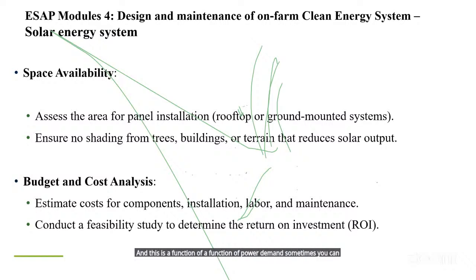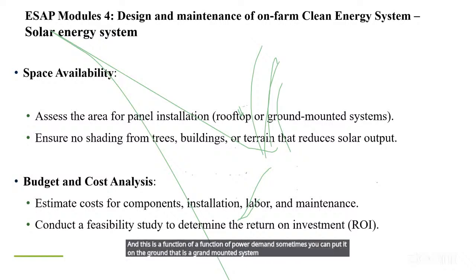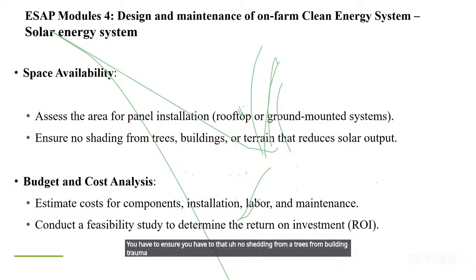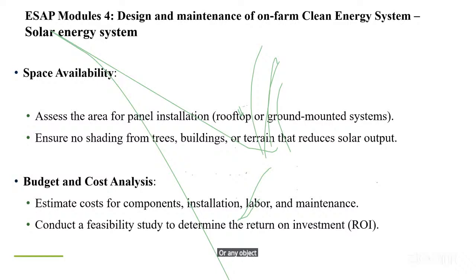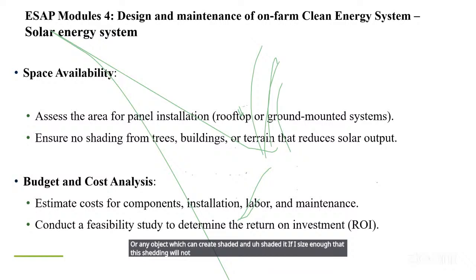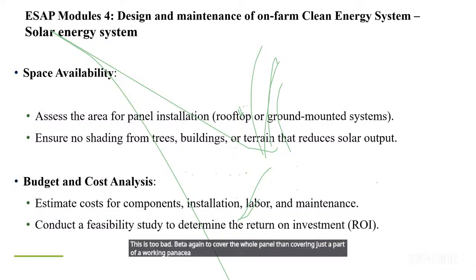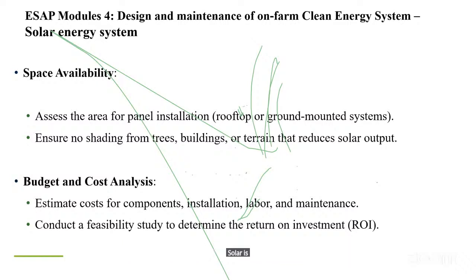Sometimes you can put it on the ground, that is a ground-mounted system, or you can put them on the roof. This is a rooftop system. You have to ensure that no shading from trees, from buildings, from hill terrain, or any objects can create shadings. And I have emphasized enough that this shading should not cover a part of a solar panel, because if only a part of a solar panel is covered, this is too bad. Better again to cover the whole panel than covering just a part of a working solar panel, because it will break down. So we have to check for that. If trees are around, you cut them, and you make sure that sun is coming directly to the solar panel.